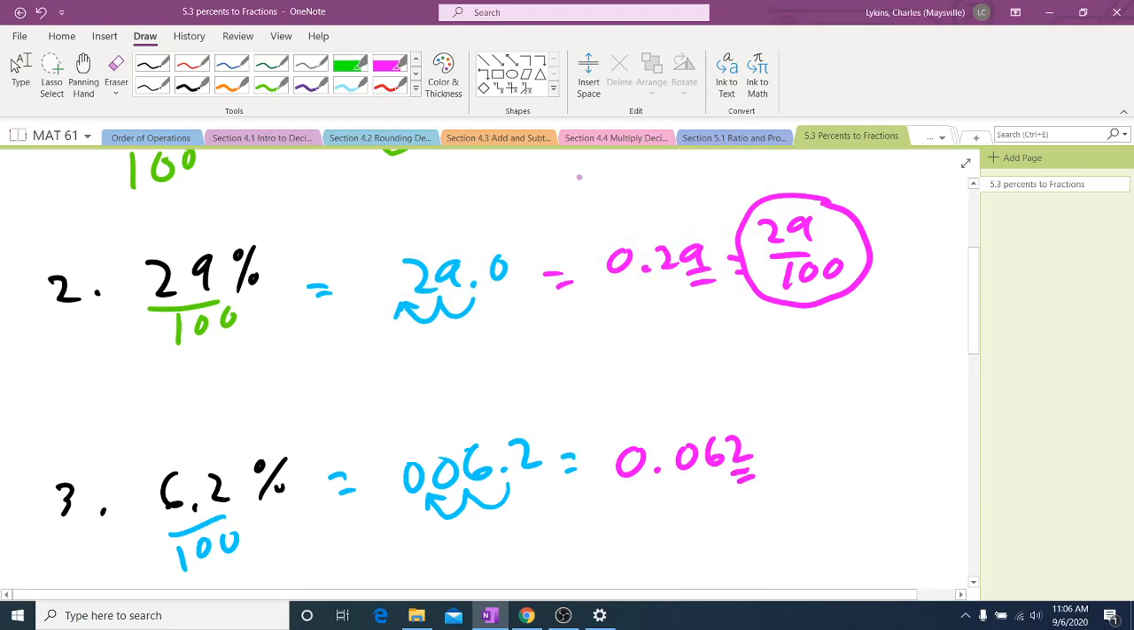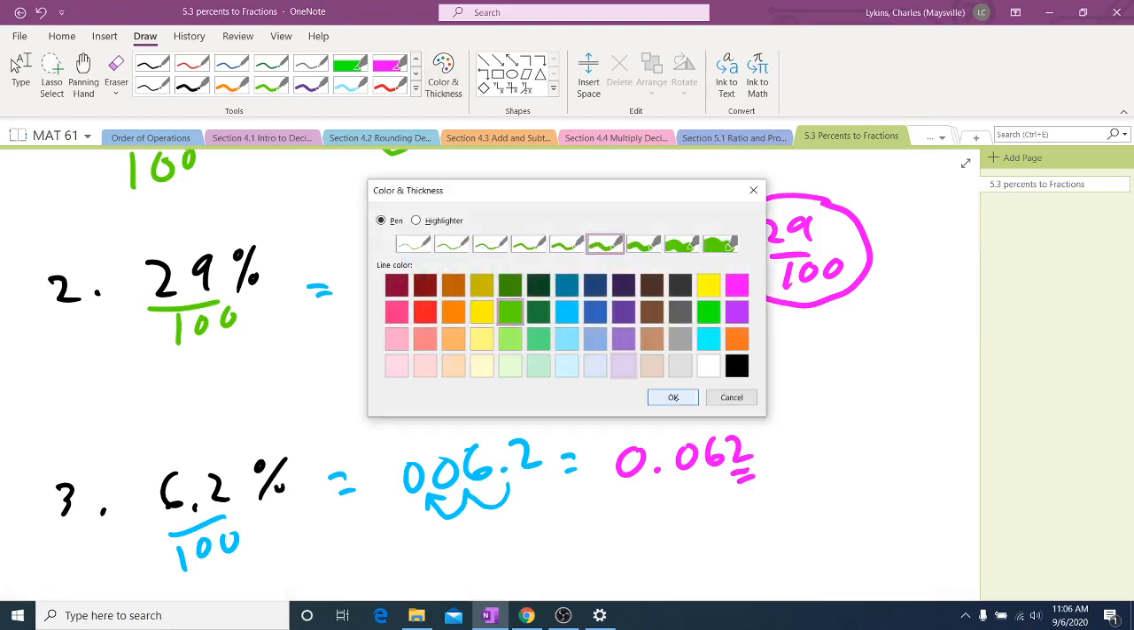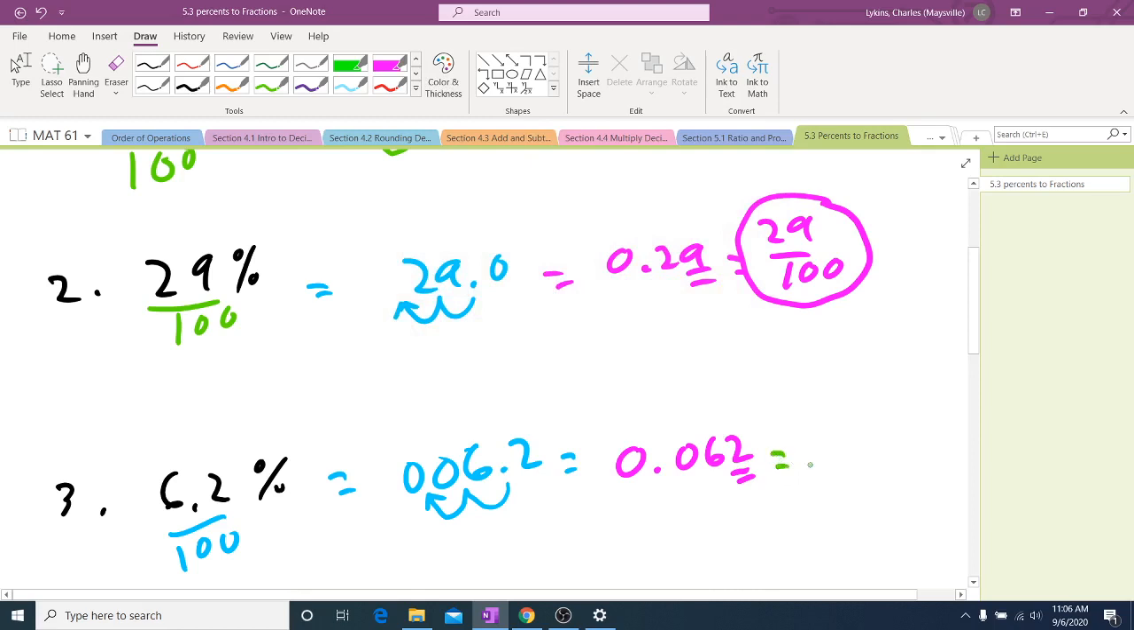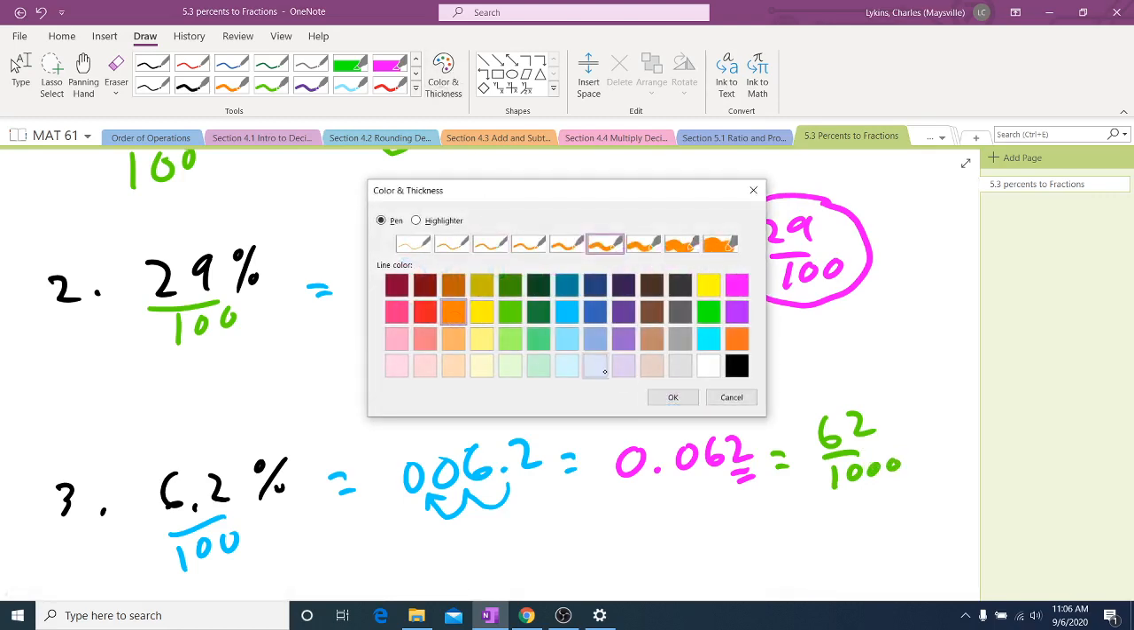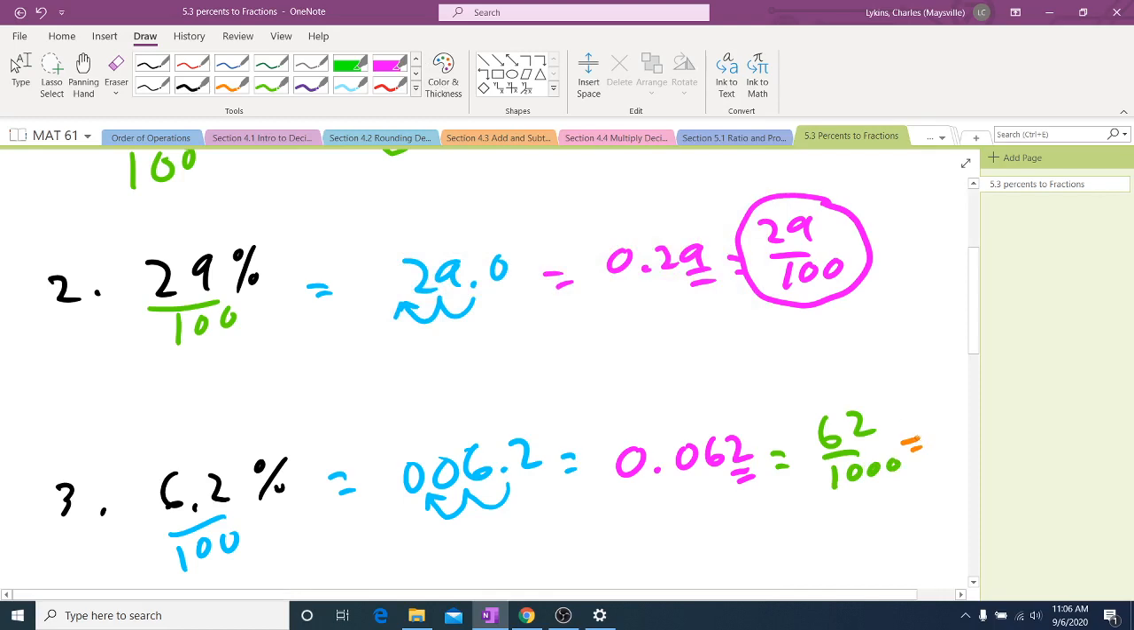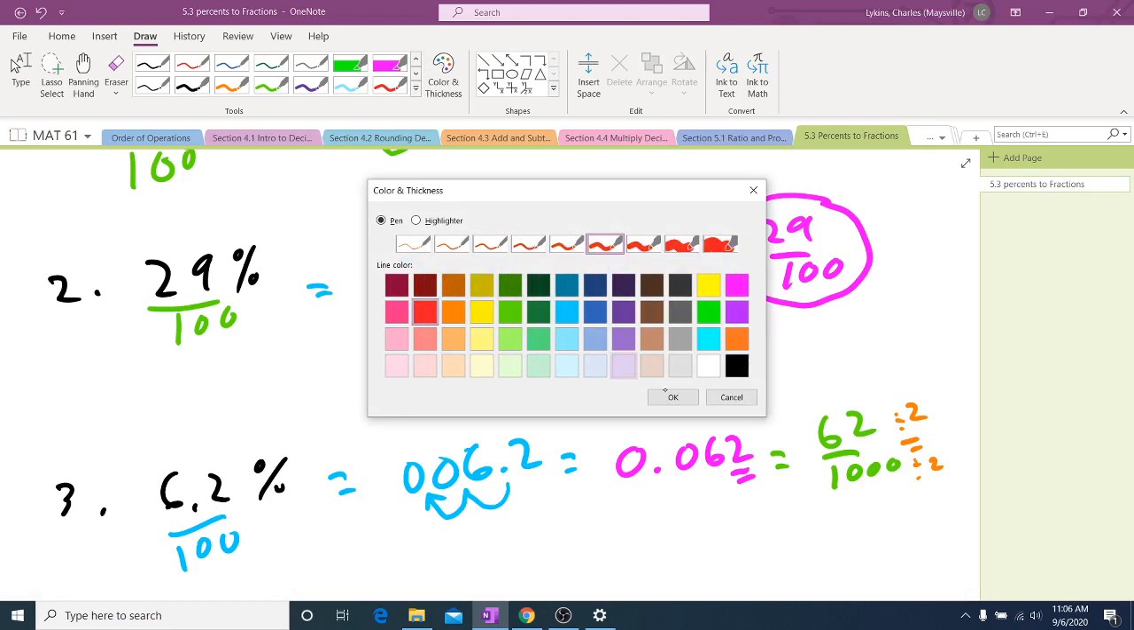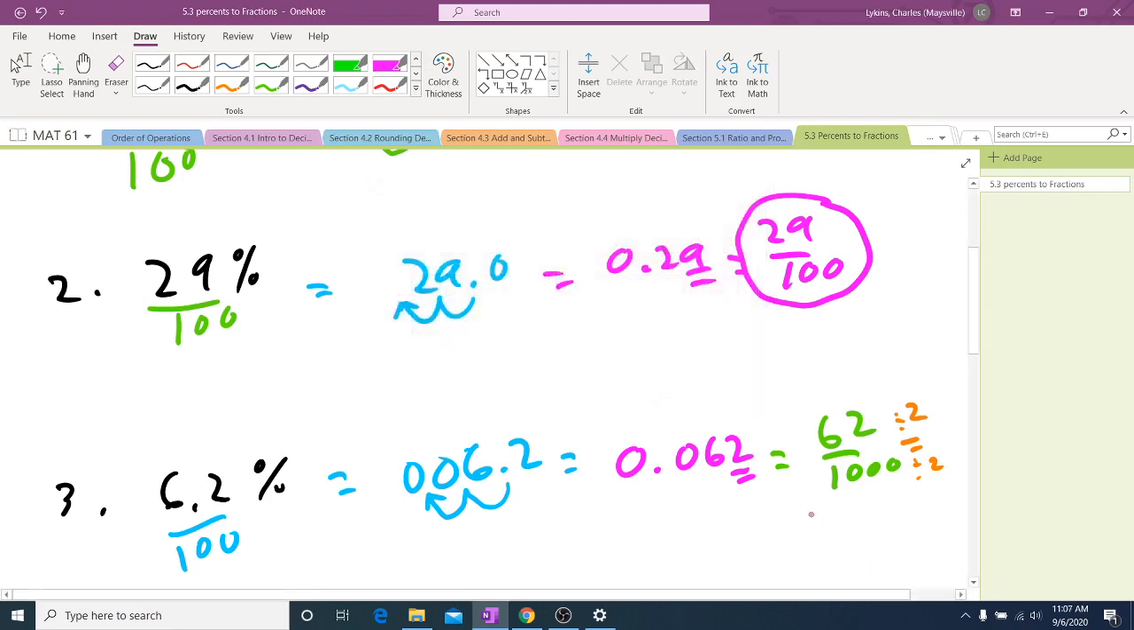Now, I'm looking at this 2. This 2 means that that's in the 1,000th. So that means I'm going to put 62 over 1,000. And since I've got a 2 and a 0, I'm going to divide each by 2. And by doing that, I get 31 over 500, which is as far as I can go with that fraction.